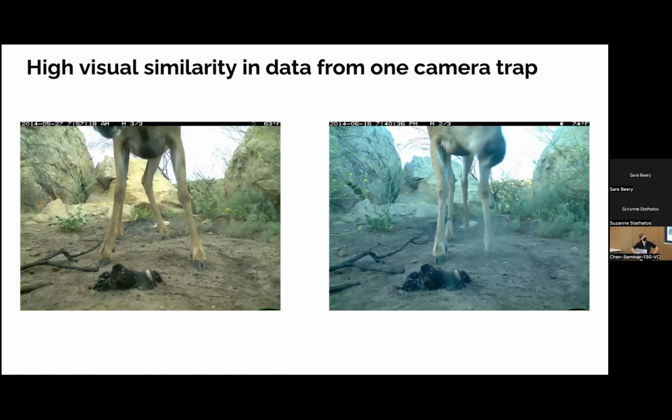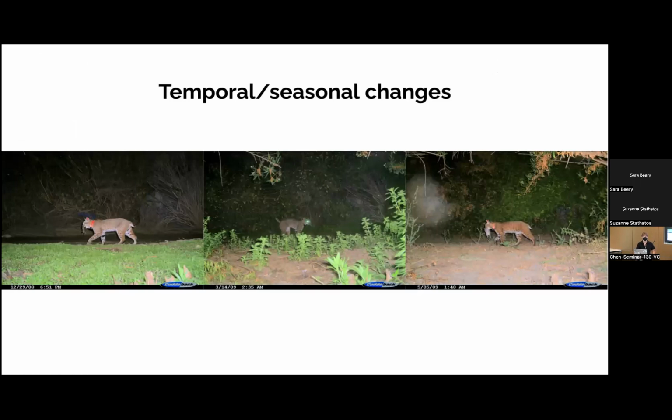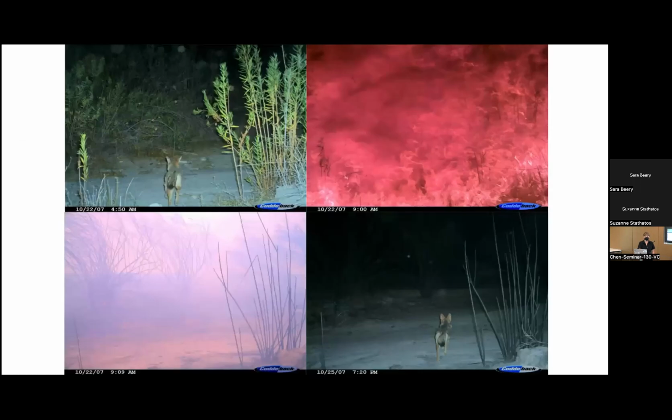And so what we'll see is you'll have high visual similarity in data from, say, one camera trap. So you can totally see, this is very in domain, predicting on one and then testing on the other, it's not that hard. Those are pretty clearly the same species. But even across camera traps in the same region, you can get a lot of visual difference. You also get temporal, seasonal changes in background and what the animals themselves look like. I just always show this because I think it's insane. This fire blew through past this camera trap, did not burn the camera trap, and then just a few days later, the same coyote was back.